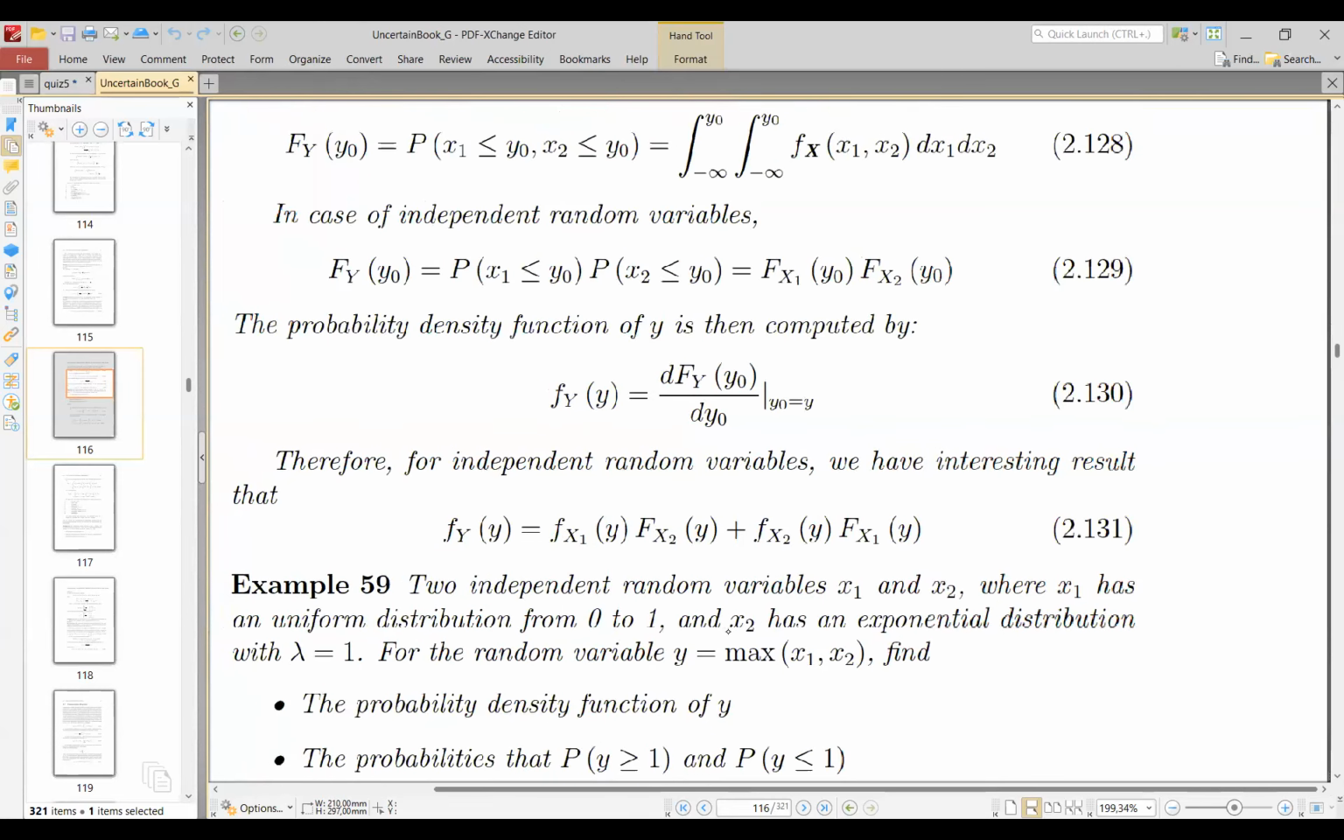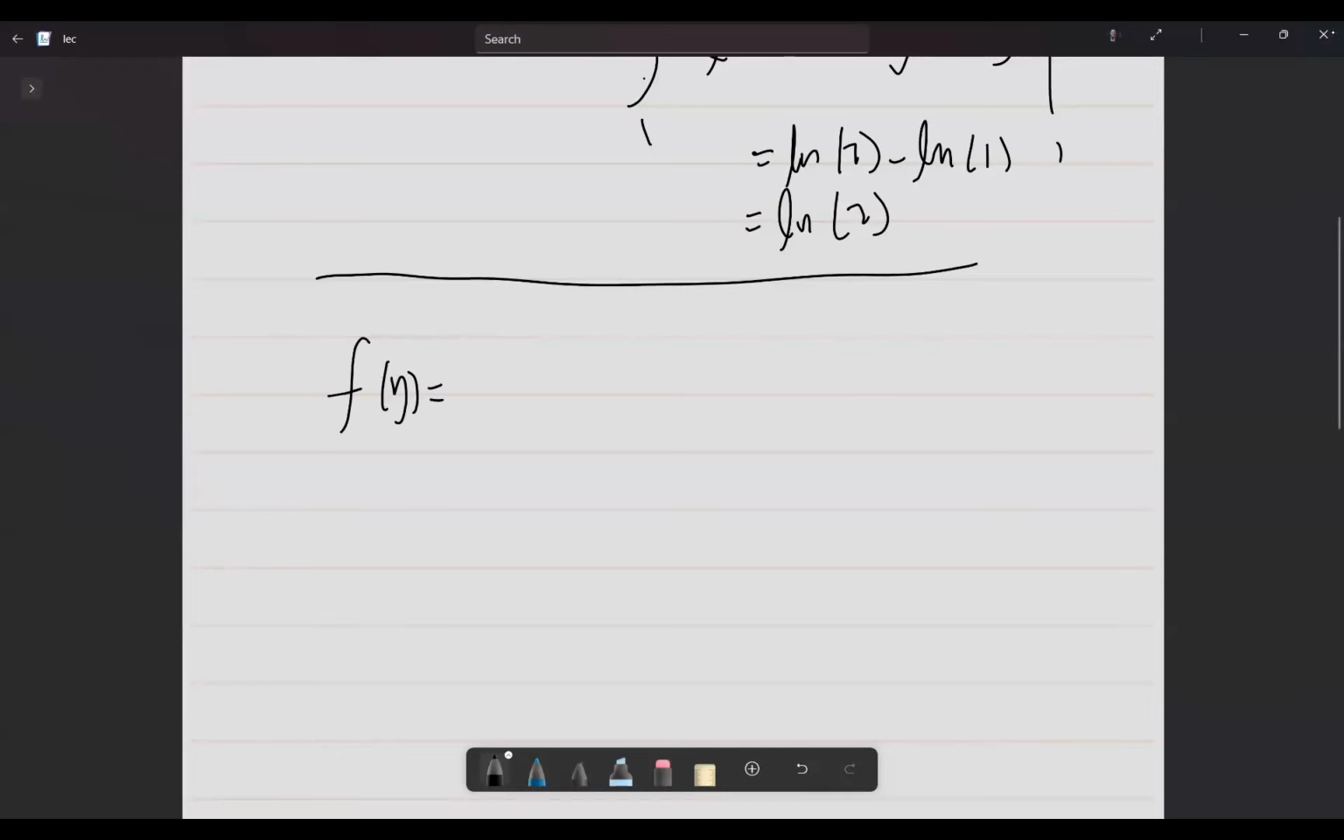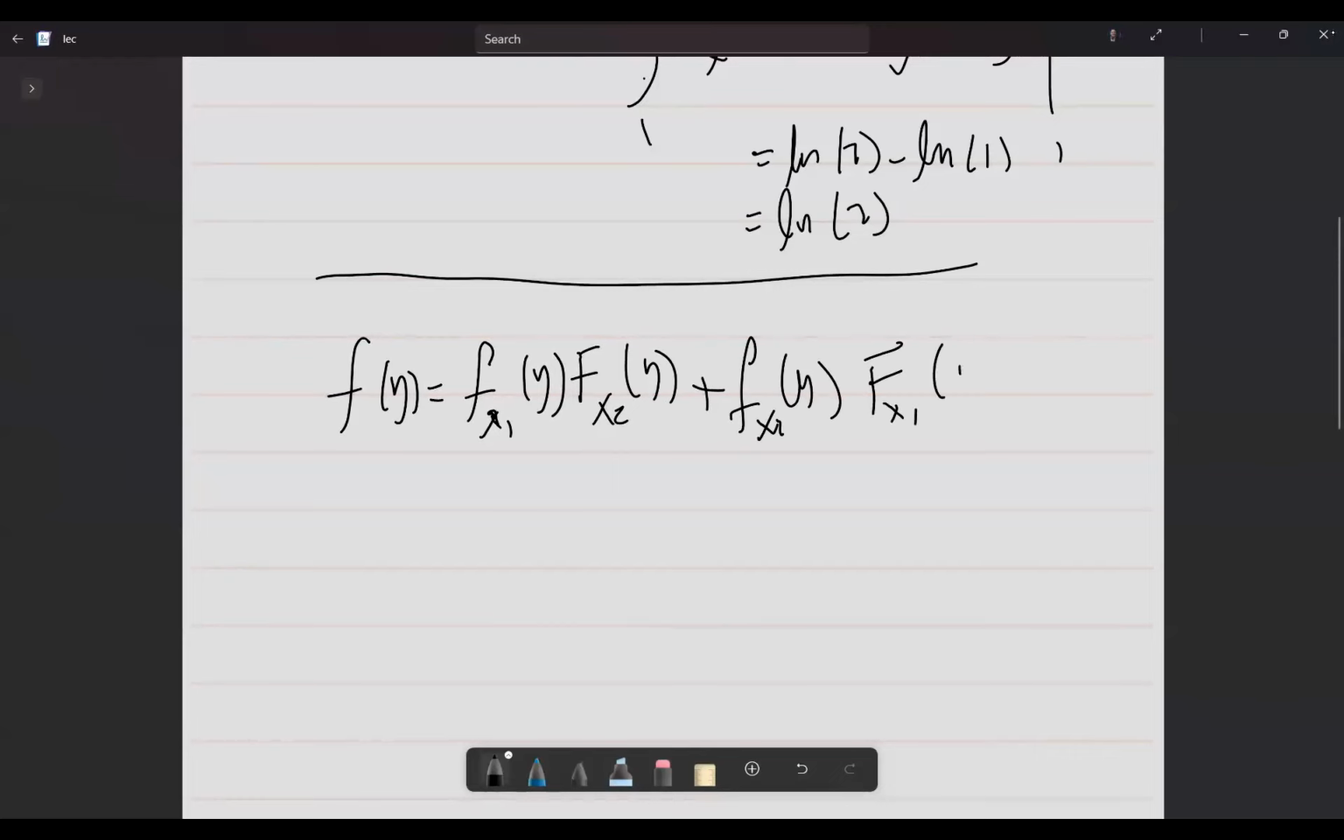So I will go back to the lecture because it was already given, and the quiz is open book, so you don't need to derive the question again, but you should be able to substitute in the solution. So the distribution of y was already given to you as f x1 of y times f of x2 of y plus f x2 of y times the CDF of x1 of y.